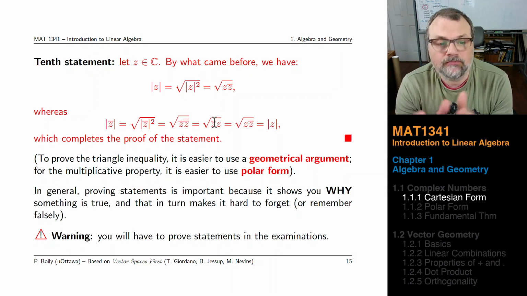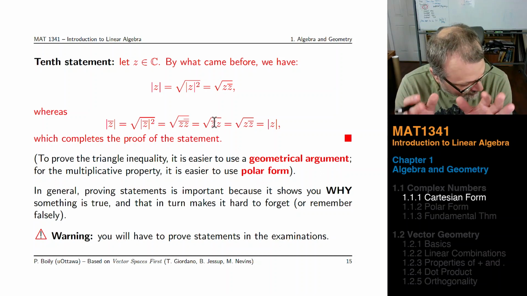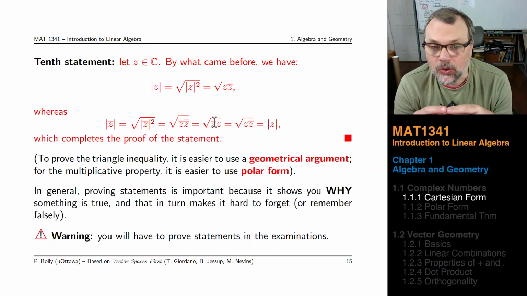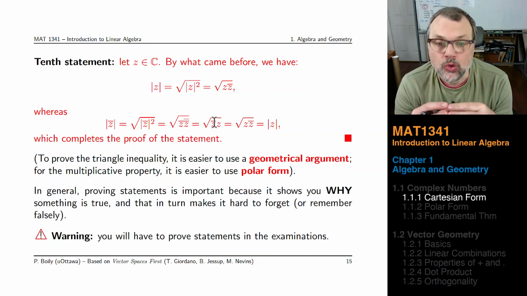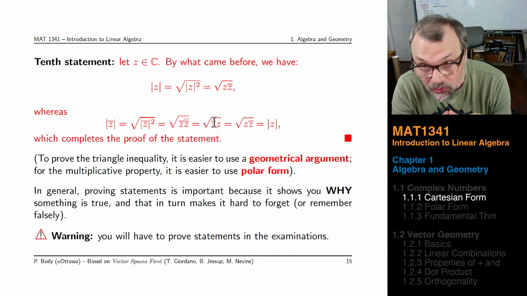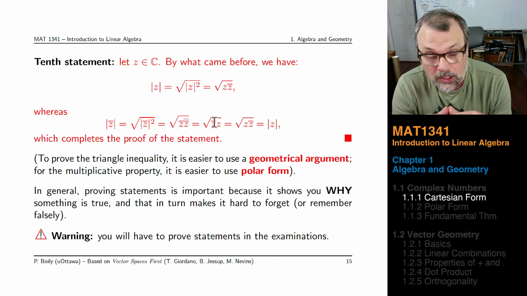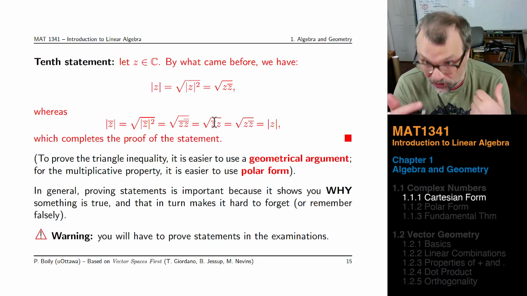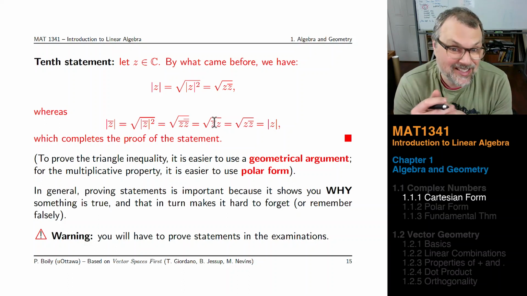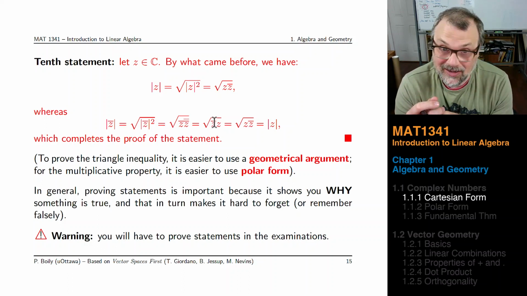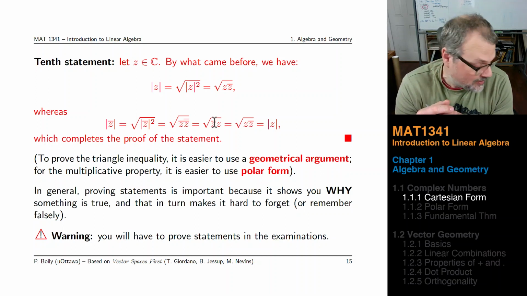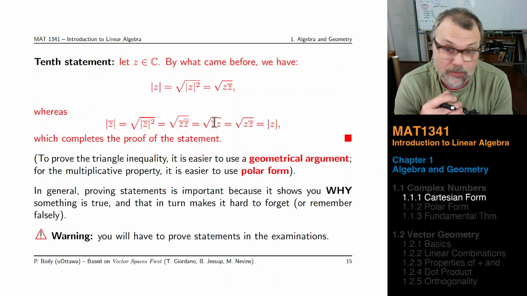In general, proving a statement is something that we want you to know how to do because it shows you why something is true, other than somebody told me that it was true. If you're able to prove that something is true yourself, then you're less likely to forget the statement. Potentially, you're less likely to make mistakes when you remember it.